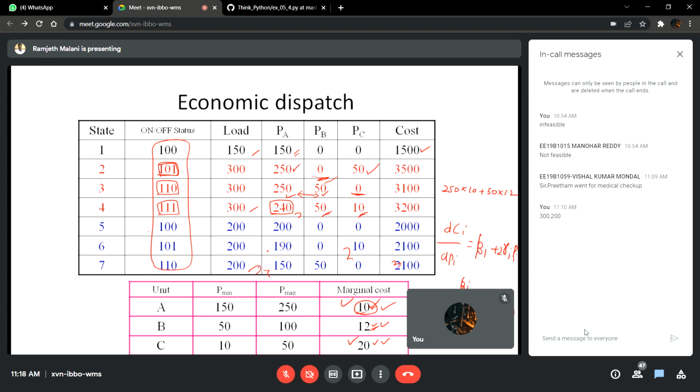Similarly, all other states can also be dispatched. Priya, can you explain the values in this state? State 6 is 101, so unit A and C are on. Total load is 200. It must be divided between unit A and C. For C we give the minimum P as 10. So the remaining 190 is given to unit A.